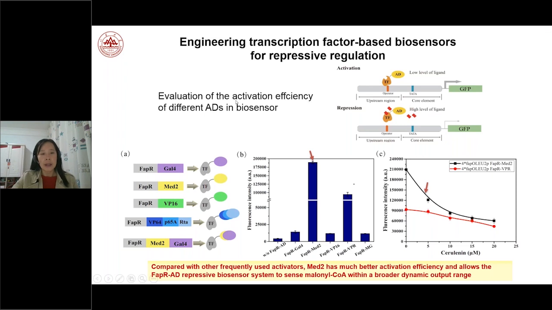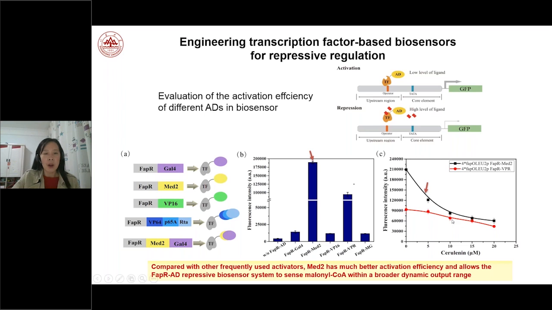Therefore, the activation efficiency of the transcription factor is very important. So we evaluated several activators, and found one activator, MED2, has a very strong activation efficiency. The efficiency is even higher than the hybrid activator VPR. So in this case, we can build a very good biosensor with a high dynamic output range.